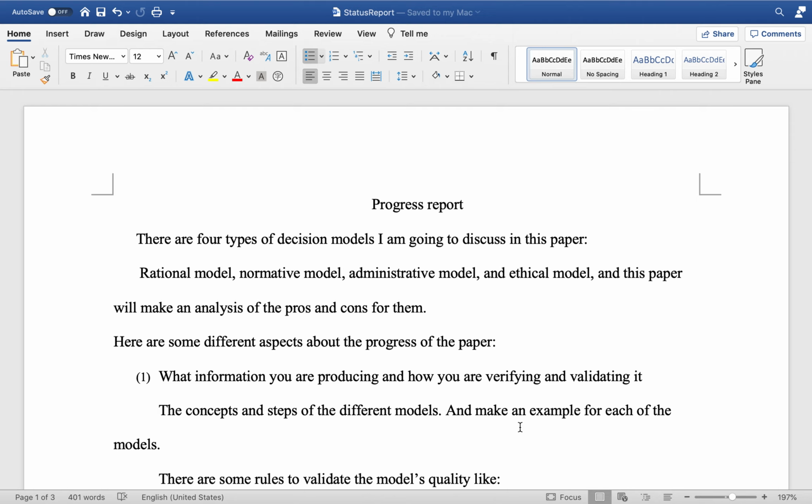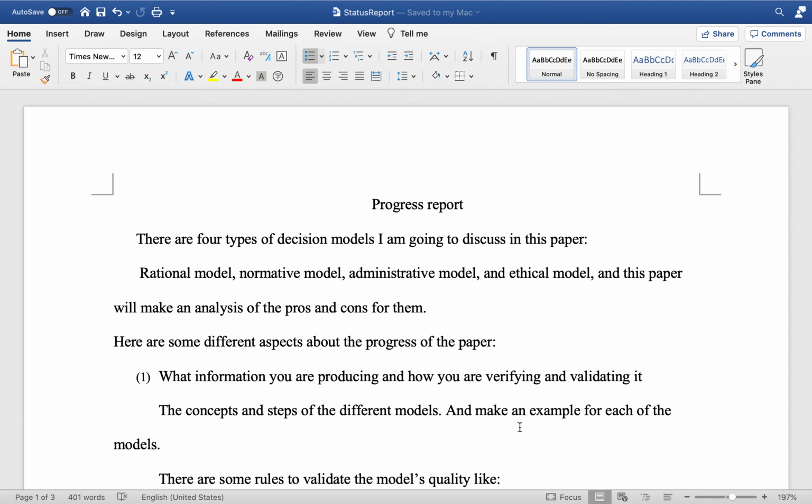So here's my progress report of the final project. There are 4 types of decision-making models I'm going to discuss in this paper. They are rational models, normative models, administrative models, and ethical models. In this paper, I will analyze the pros and cons of them.